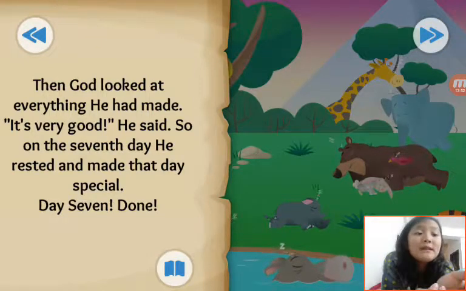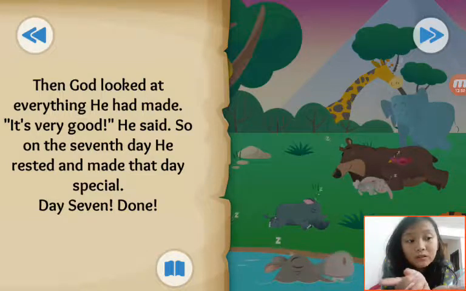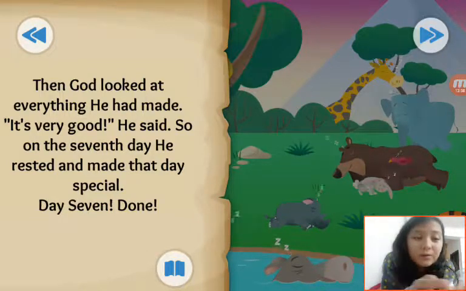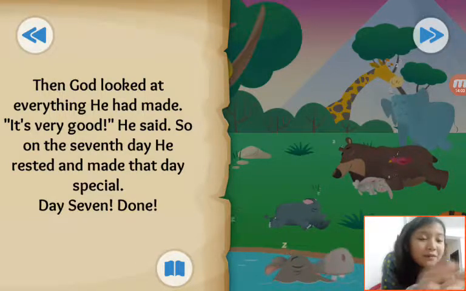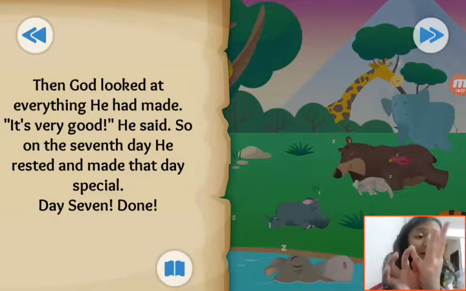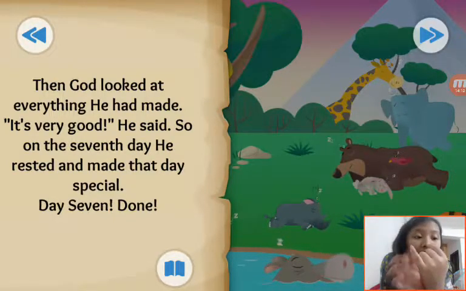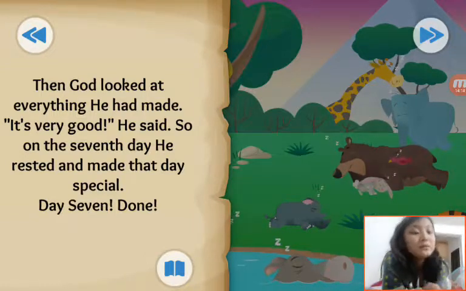That means, like, on Sunday we go to church. Not only, we also go on Monday, Tuesday, Wednesday, but we go to church on Sunday mostly. So I think that means God has made the special thing.